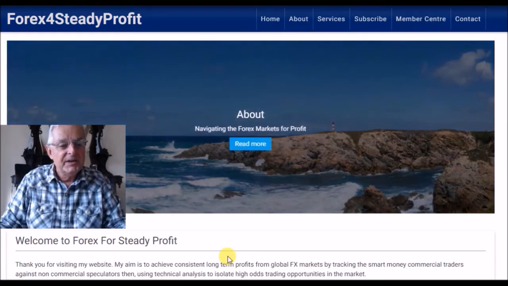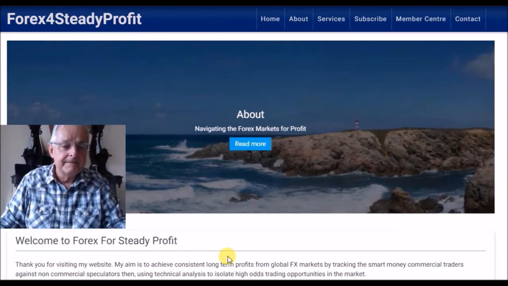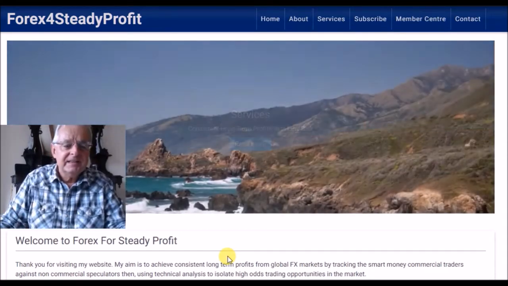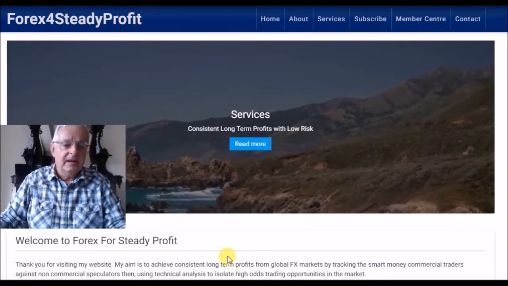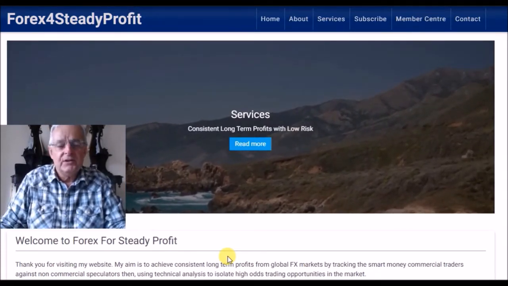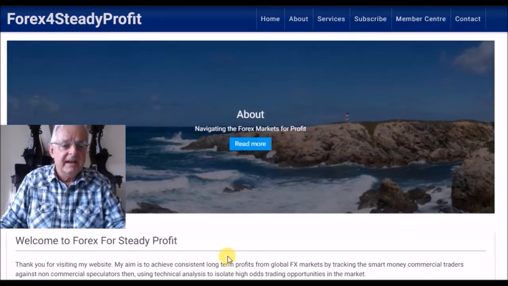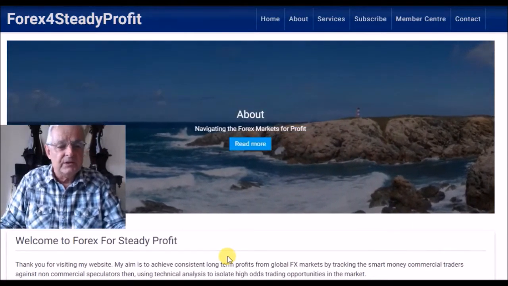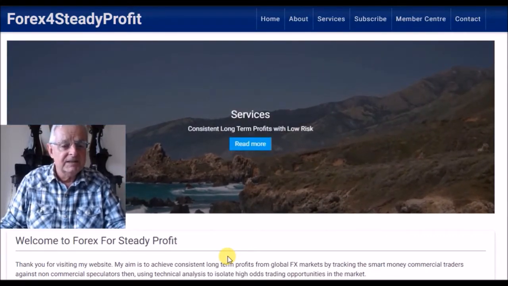forexforsteadyprofit.com. I use the Commitment of Traders report, which comes out every week on a Friday, to give me an idea of market direction. I analyze the ratios of longs to shorts for the commercials and non-commercials, and I also look at the divergence on the pairs, and it gives me an idea of market direction.